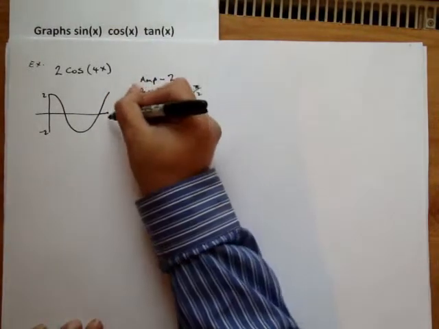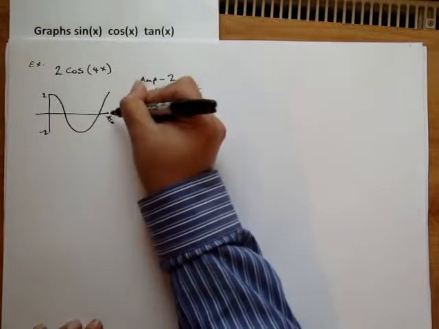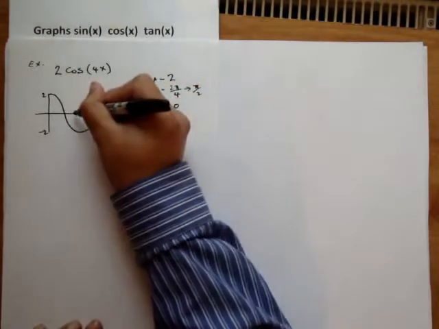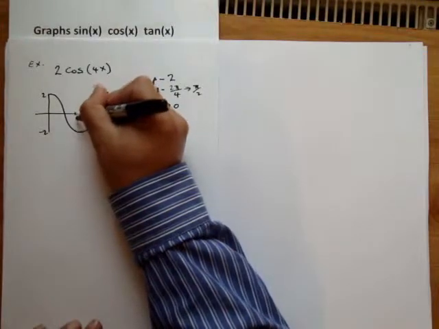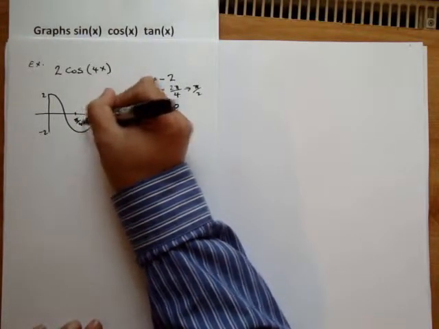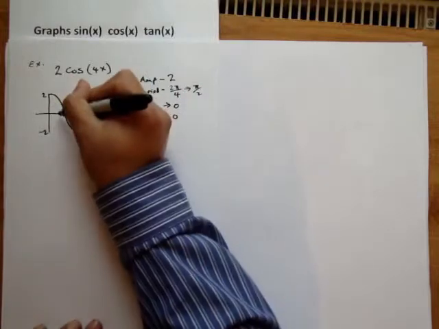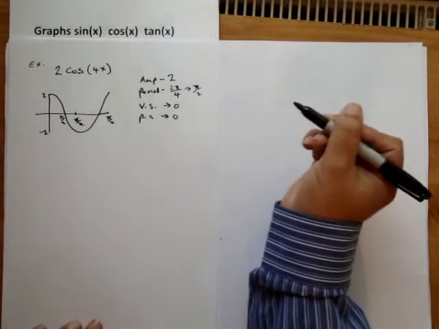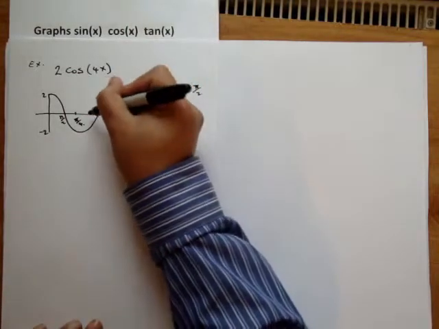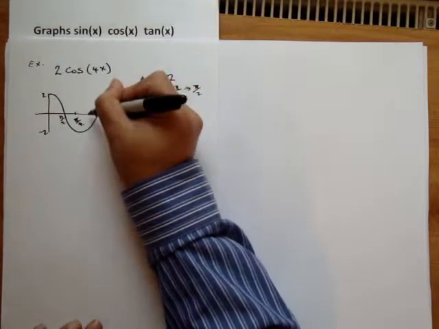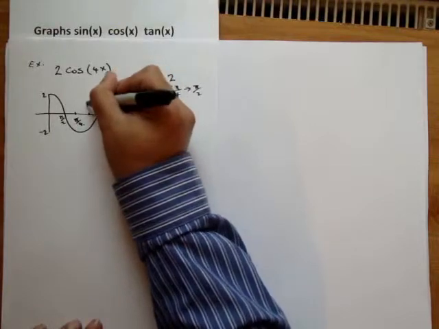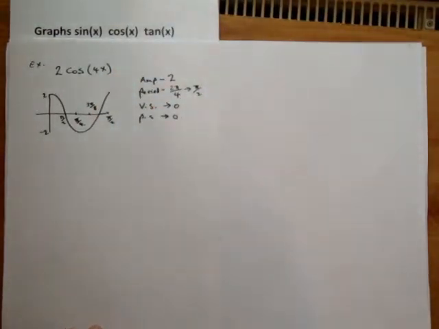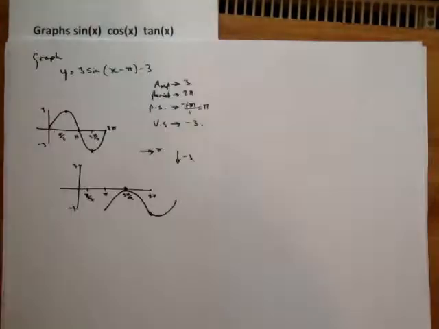Our period is pi over 2. Half of pi over 2 would be pi over 4. Half of pi over 4 would be pi over 8. And here we have 3 pi over 8. And that would be our curve.